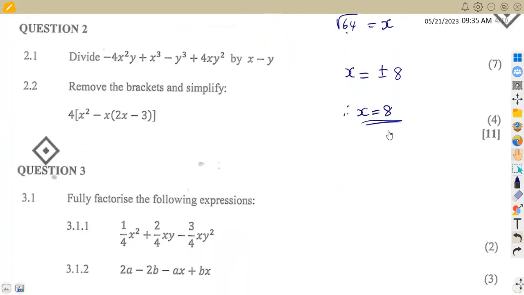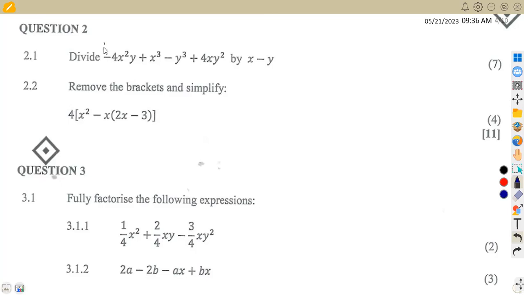We move on to question 2, which is, in this case, we were given to divide this expression by x minus y. Okay, if we had to check, this was actually a very tricky question. Most of us would think to say, we are supposed to use long division, which was going to be a disaster if we were to try that one. Okay, let me have this question aside because this was a very tricky part.